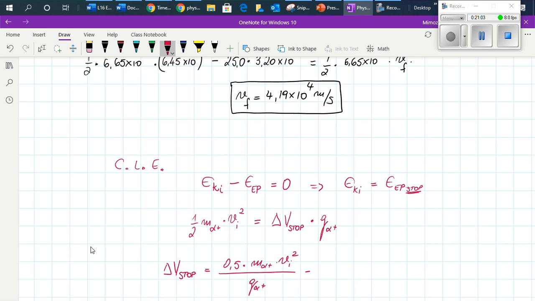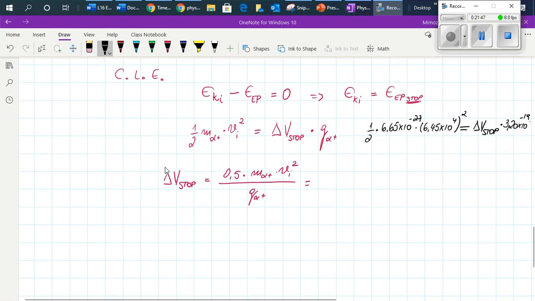Or if this bothers you, you can plug in the numbers. So 1/2 times 6.65 times 10 to the power of negative 27 times initial velocity 6.45 times 10 to the power of 4, the whole thing to the power of 2, is equal to the change of voltage that will make the alpha particle stop times 3.20 times 10 to the negative 19 coulombs. That is the charge of the alpha particle. Enter this in your calculator and see what you get.